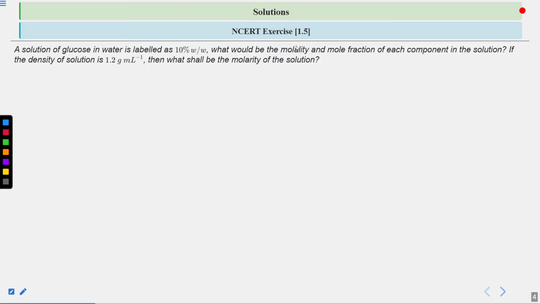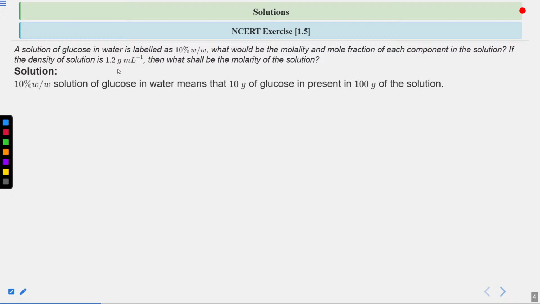The question is asking to calculate the molality and mole fraction from this weight by weight percent, and we have to also calculate the molarity if the density is given as well. How will we calculate it? By 10% weight by weight, it means that 10 gram of glucose is dissolved in 100 gram of the solution.